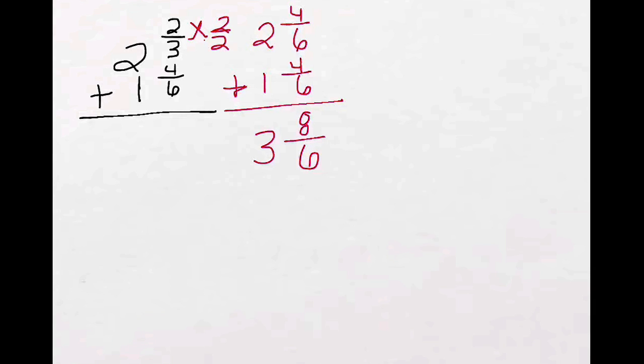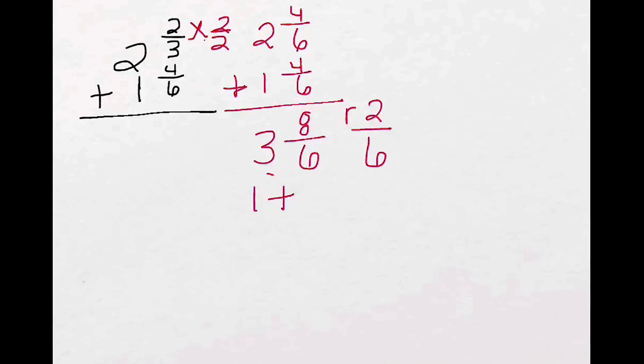8/6 is an improper fraction. So we know that 6 can divide into 8 one time, so it's plus 1 whole here. One time without going over. We have a remainder then of 2. So 2 becomes the numerator of our new fraction, and our denominator stays the same.